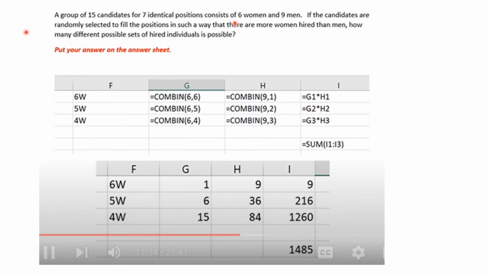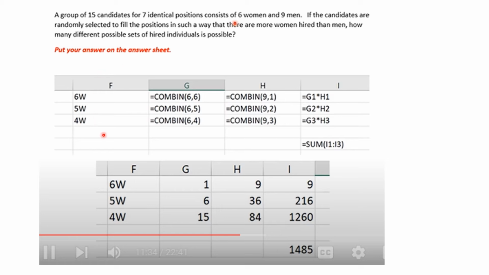The next problem. A group of 15 candidates for 7 identical positions consists of 6 women and 9 men. If the candidates are randomly selected to fill the positions in such a way that there are more women hired than men, how many different possible sets of hired individuals are possible? And you need to count here.